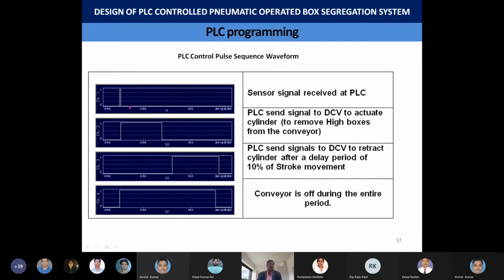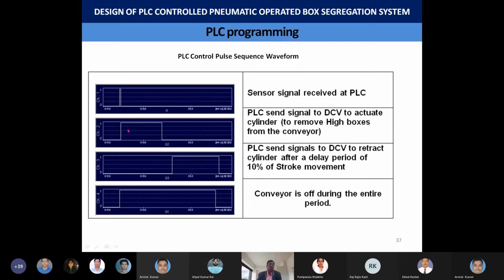So this is the signal. Here you see it is a sensor output. The sensor senses the high boxes. When the sensor senses the high box, the output signal goes to the motor. The motor is continuously switched on, and now it becomes off. It stays off until the entire cycle of operation is completed.